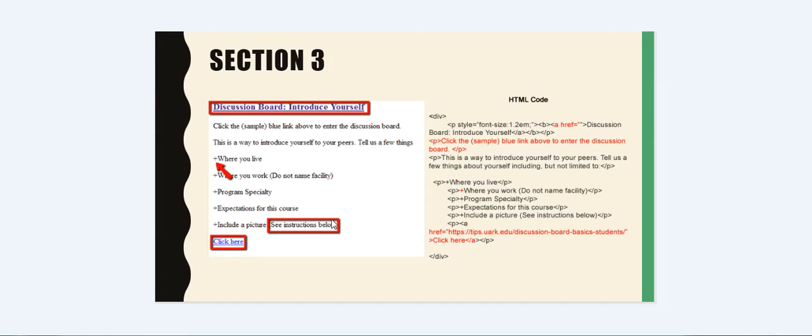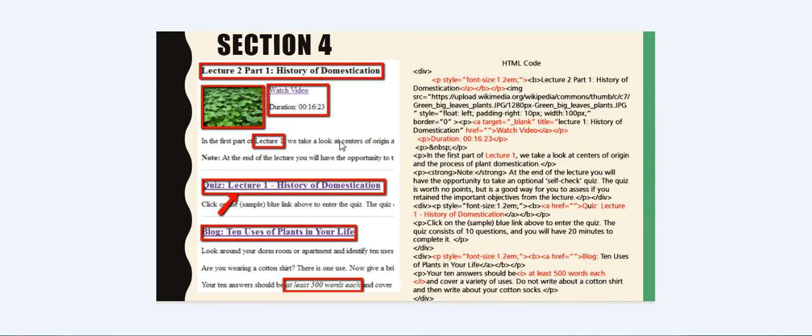But as I see "instructions below and then click here," I'm not sure what they're actually asking unless I go over here and look at the code for the link. It does look like possibly it's showing tips. So I would change "see instructions below" and maybe put "tips for discussion board basics," making it a link and removing "click here."